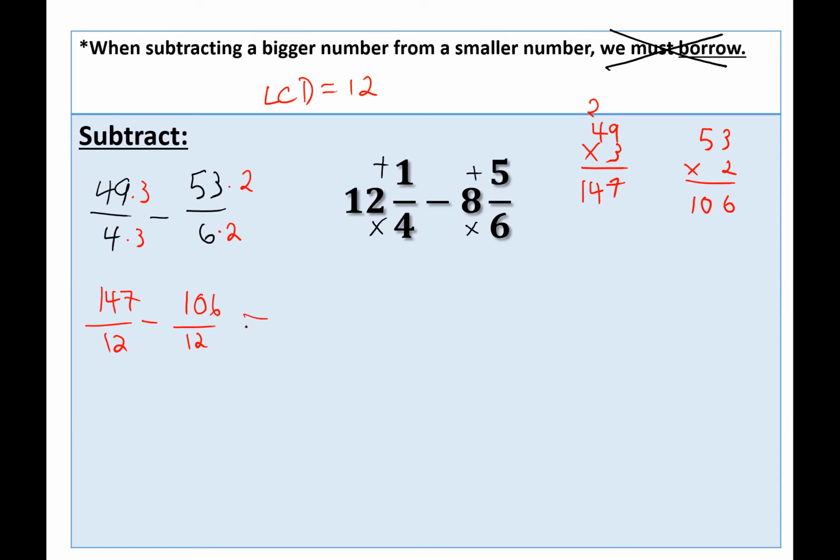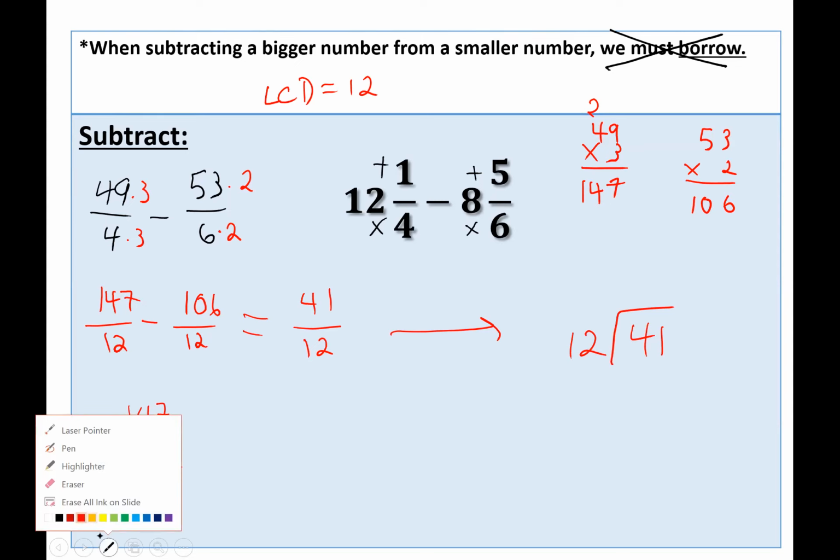Now we get to subtract, keep the common denominator of 12, and now let's subtract the numerators. 147 minus 106 is 41. So we're getting 41/12. And finally, let's change it back to a mixed number by dividing. 41 divided by 12.